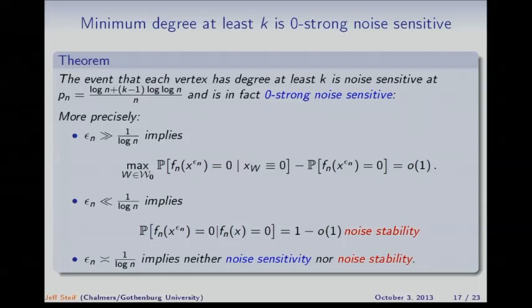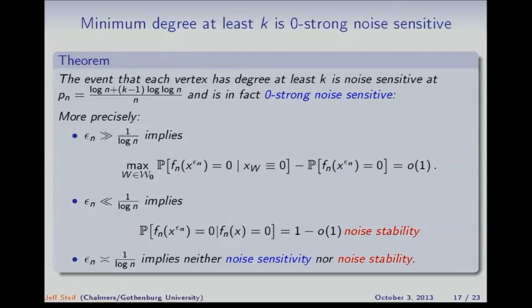If epsilon n is much less than 1 over log n, then you get this type of stability. If f_n of x were 0 beforehand, after you do the noise, it will still be 0. Notice the zero witnesses. I'll mention that in a moment. So if epsilon n is of order 1 over log n, you get neither of these behaviors.